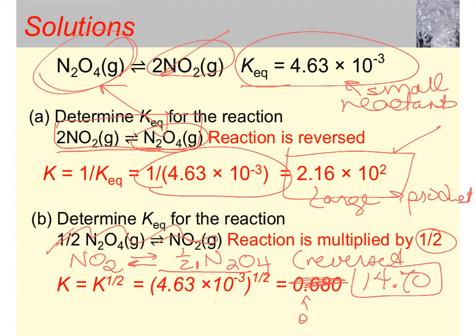This is even wrong. I need a proofreader. There we go. That should have been that. Okay. So anyway, if you reverse the reaction and multiply it by 1/2, you get 14.70. So just kind of check, make sure you're comfortable with doing that math.